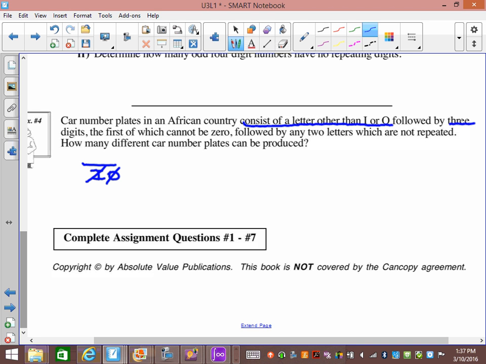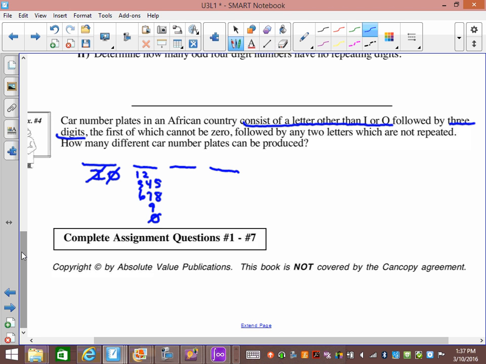So it consists of a letter other than I or O, very important, followed by 3 digits. 3 digits means 3 numbers. The first can't be a 0. So you can either go 0 with a slash, or you can go 1, 2, 3, 4, 5, 6, 7, 8, 9. The first number can't be a 0, and the other 2 have whatever. There's no restrictions on them.